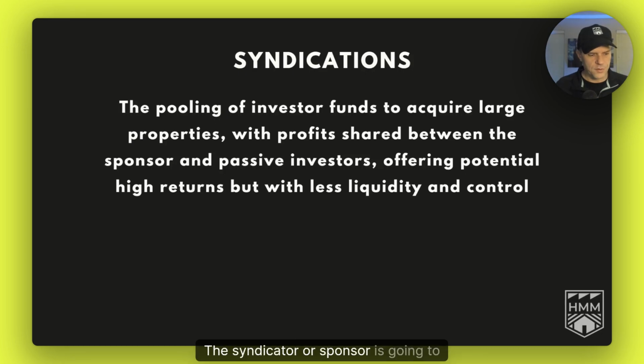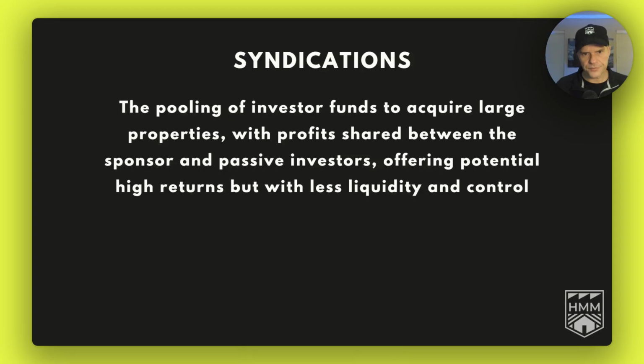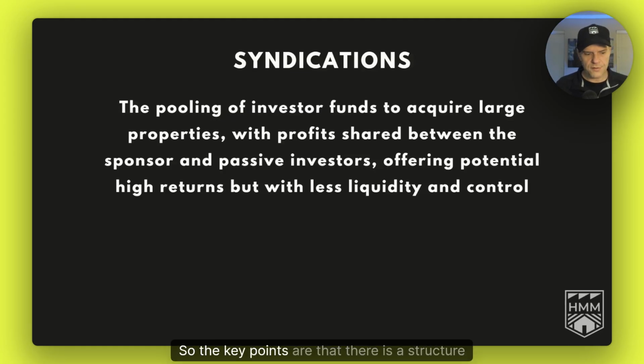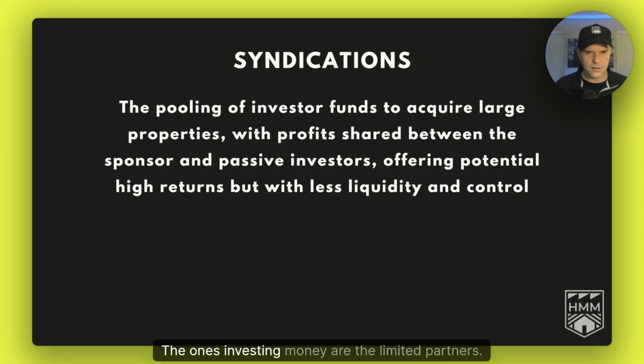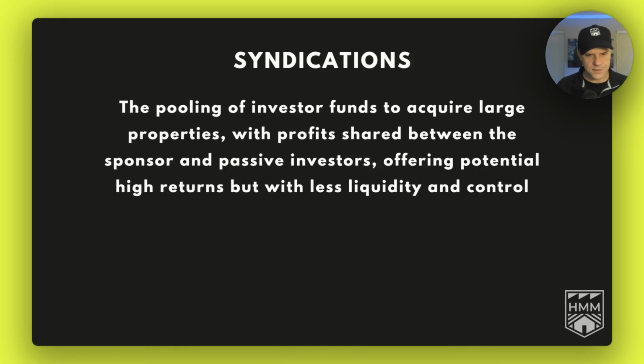The syndicator or sponsor is going to manage most of the things. They're going to identify the project. They're going to look at the financial returns. They're going to manage the purchasing and ongoing management of the project. They are going to identify the investors and solicit funds and distribute the returns and all that. So the key points are that there is a structure set up usually as a limited partnership. The ones investing money are the limited partners. They don't have any responsibility for management at all. They just put the funds in. The general partner will be the one managing the investment as the sponsor.